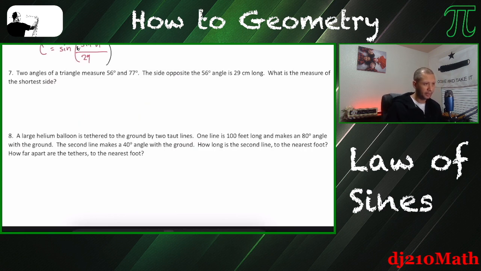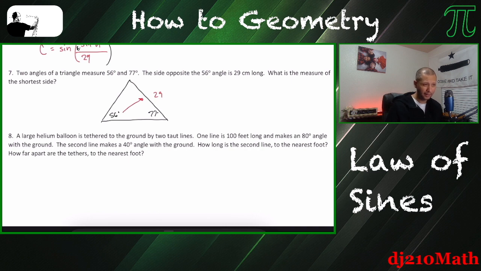All right, number 7. Two angles of a triangle measure 56 and 77. So let's draw a picture. I draw the same triangle every time, regardless of the scenario. So two angles are going to be 56, 77. So angle, angle. The side opposite of 56 is 29. What is the measure of the shortest side?